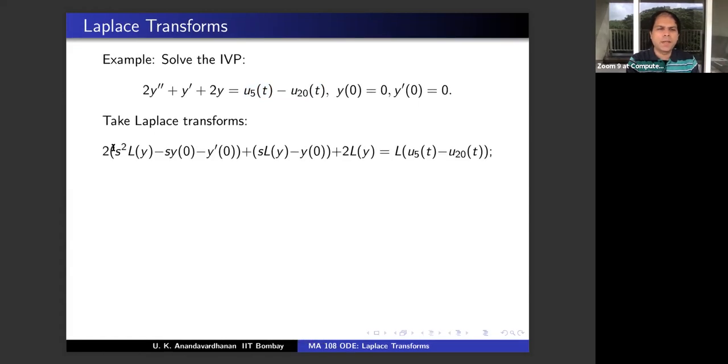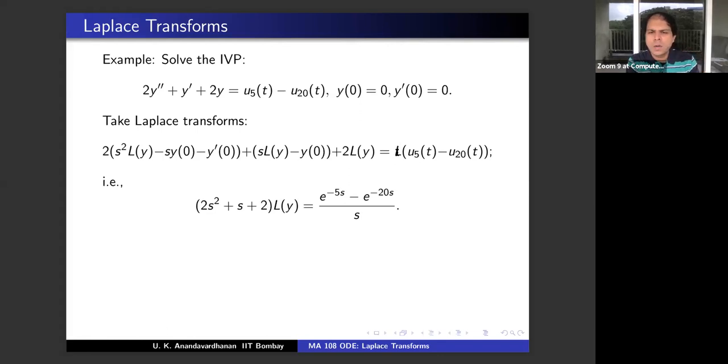So when you apply Laplace transform 2 times, we are assuming there is a solution piecewise continuous of exponential order. So L of y double prime is this. L of y prime is this, and twice L of y equal to L of the right hand side. Now we know all the terms, so you can plug in y of 0 is 0, y prime 0 is 0. When you do all that, you get 2s square plus s plus 2 times L of y equal to, all the other things go away because y of 0 is 0, y prime 0 is 0.